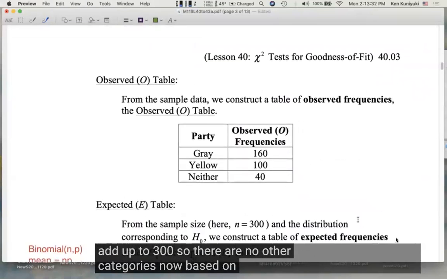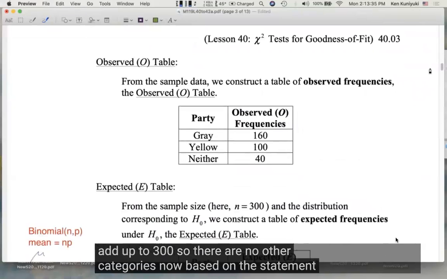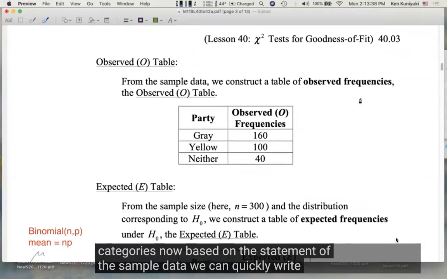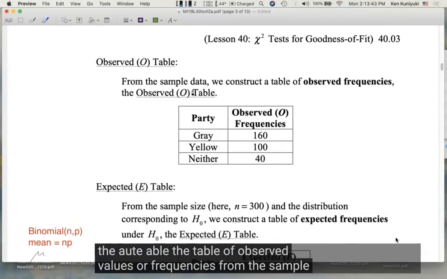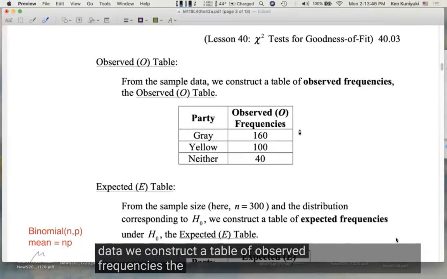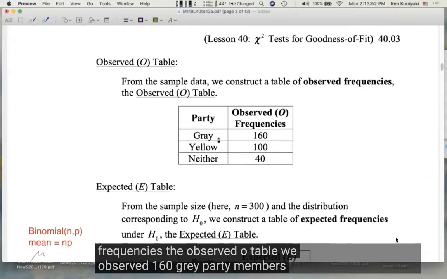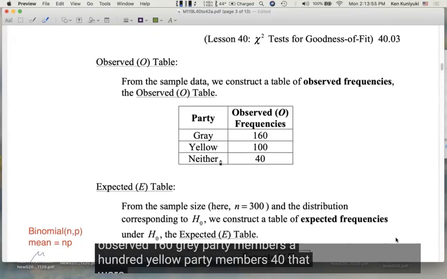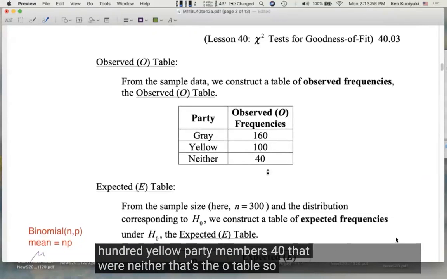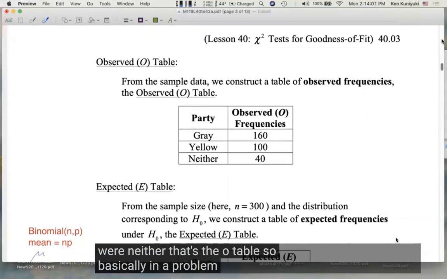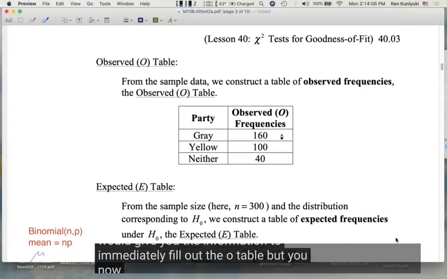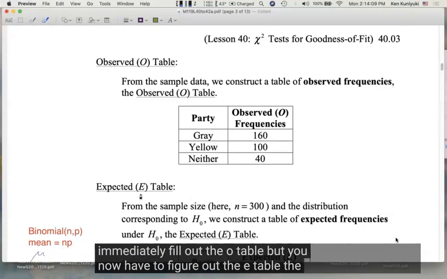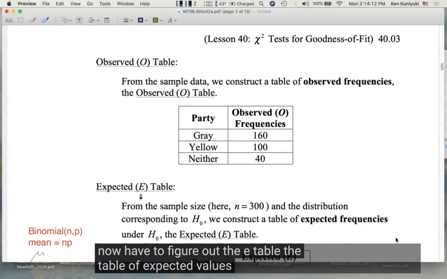Now, based on the statement of the sample data, we can quickly write out the O table, the table of observed values or frequencies. From the sample data, we construct a table of observed frequencies, the observed O table. We observed 160 gray party members, 100 yellow party members, 40 that were neither. That's the O table. So basically, in a problem that I give you, I would give you the information to immediately fill out the O table. But you now have to figure out the E table, the table of expected values.